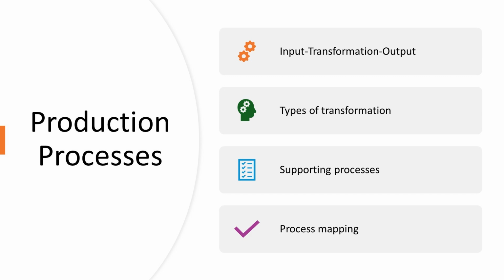2. Types of transformation processes: physical transformation, for example, machining, welding, assembly. Chemical transformation, for example, mixing chemicals, curing, fermentation. Informational transformation, for example, planning systems, MIS capturing. Locational transformation, for example, moving goods, logistics.